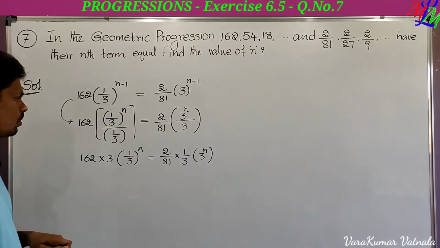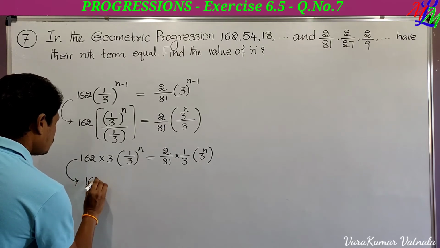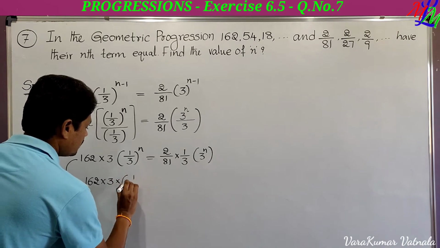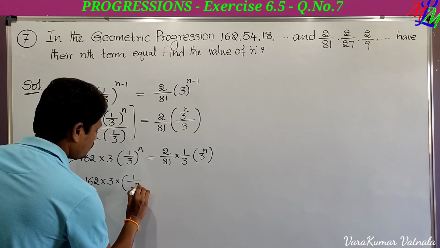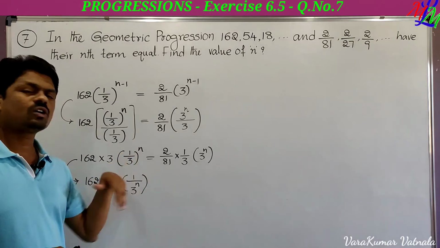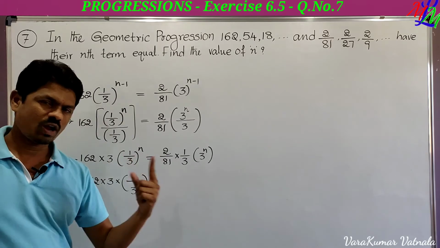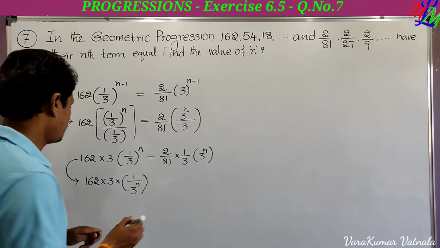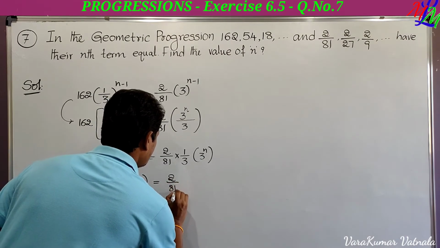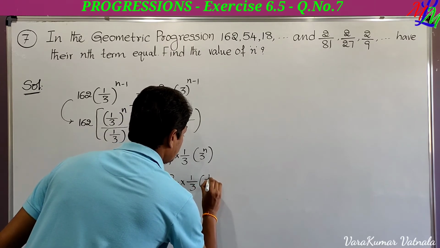Okay. So now we have to simplify further. 162 into 3 into 1 by 3 to the power n. So 1 by 3 whole to the power n is equal to 1 to the power n. For any natural number, 1 to the power n is equal to 1 only. We can write 1 by 3 to the power n is equal to 2 by 81 into 1 by 3 into 3 to the power n.